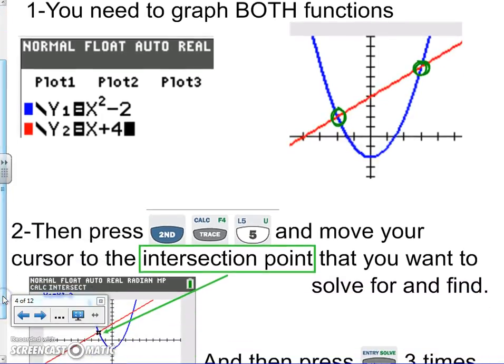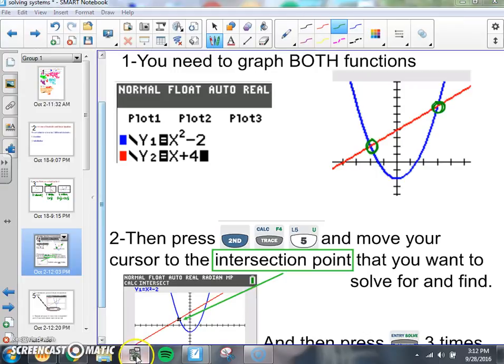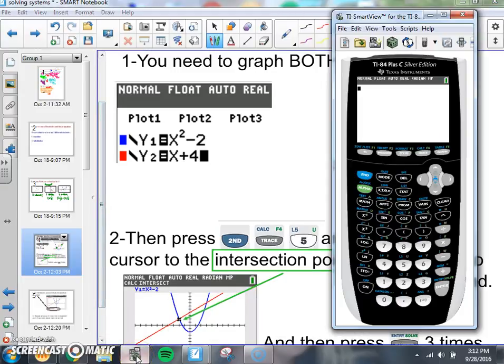So you need to first put these into our graphing calculator. Remember we push y equals. We need to type it in, x squared minus 2. My next line is going to be x plus 4. And I push our graph button. It should show up for us nice and pretty. There's the parabola. And there comes our line.